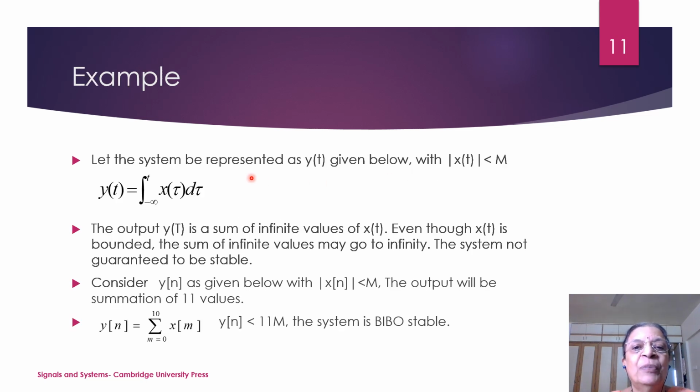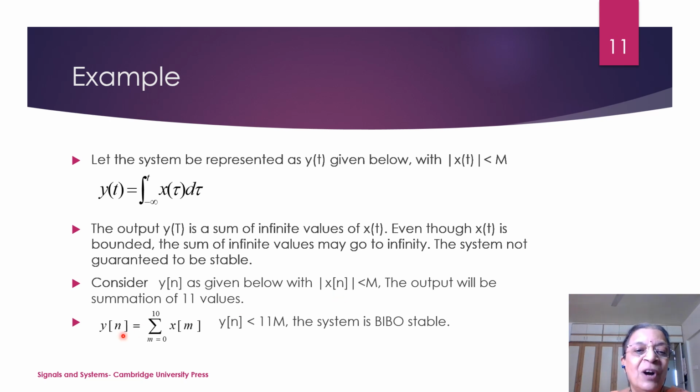Now consider one example. Let us consider the system y(t) given by the integral from minus infinity to t of x(tau) d tau. Now if x(tau) is limited, that is, the magnitude of x(t) is always less than M, the input is bounded. The output y(t) is a summation of infinite values from minus infinity to t. So when we sum infinite values, even though x(t) is bounded, the output may go to infinity. So there is no guarantee that the system will be stable.